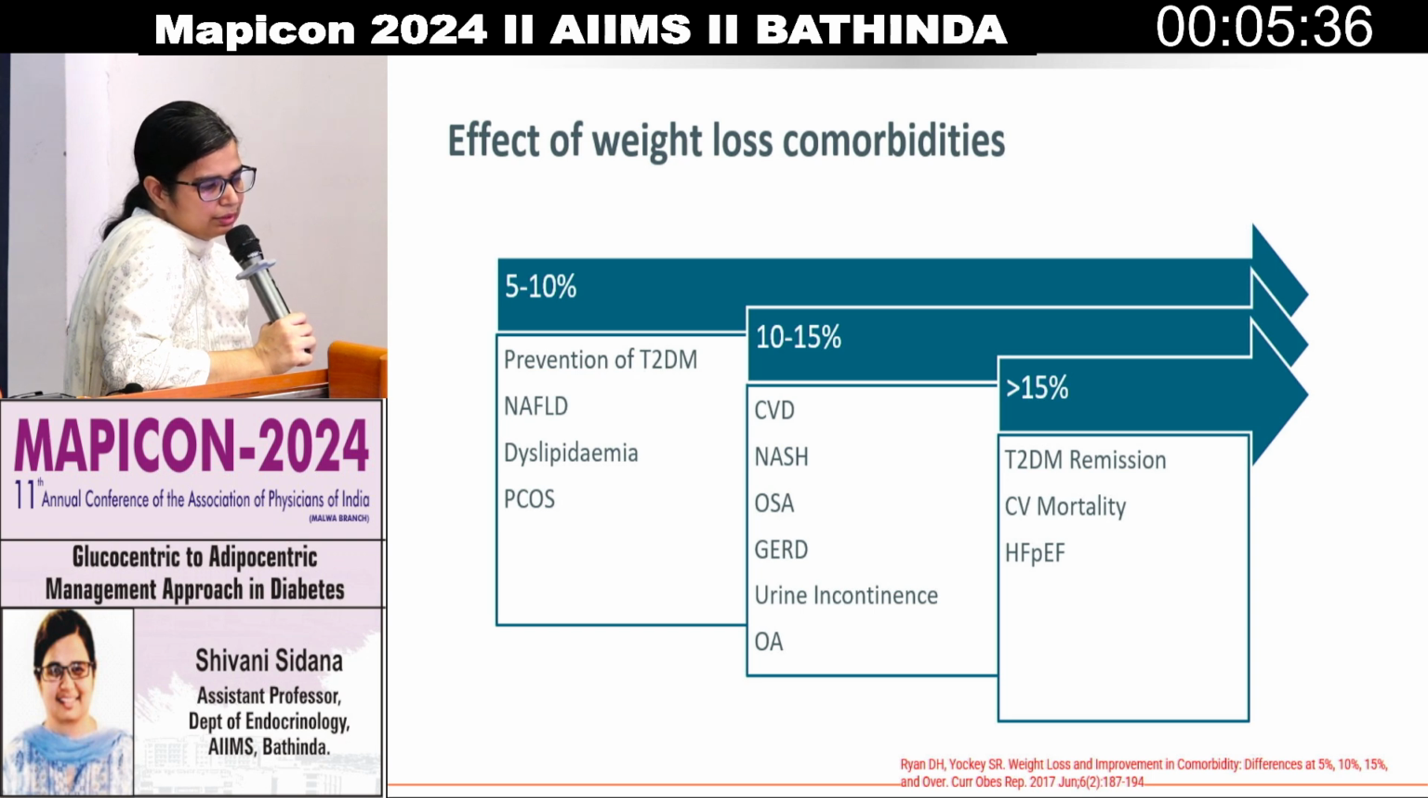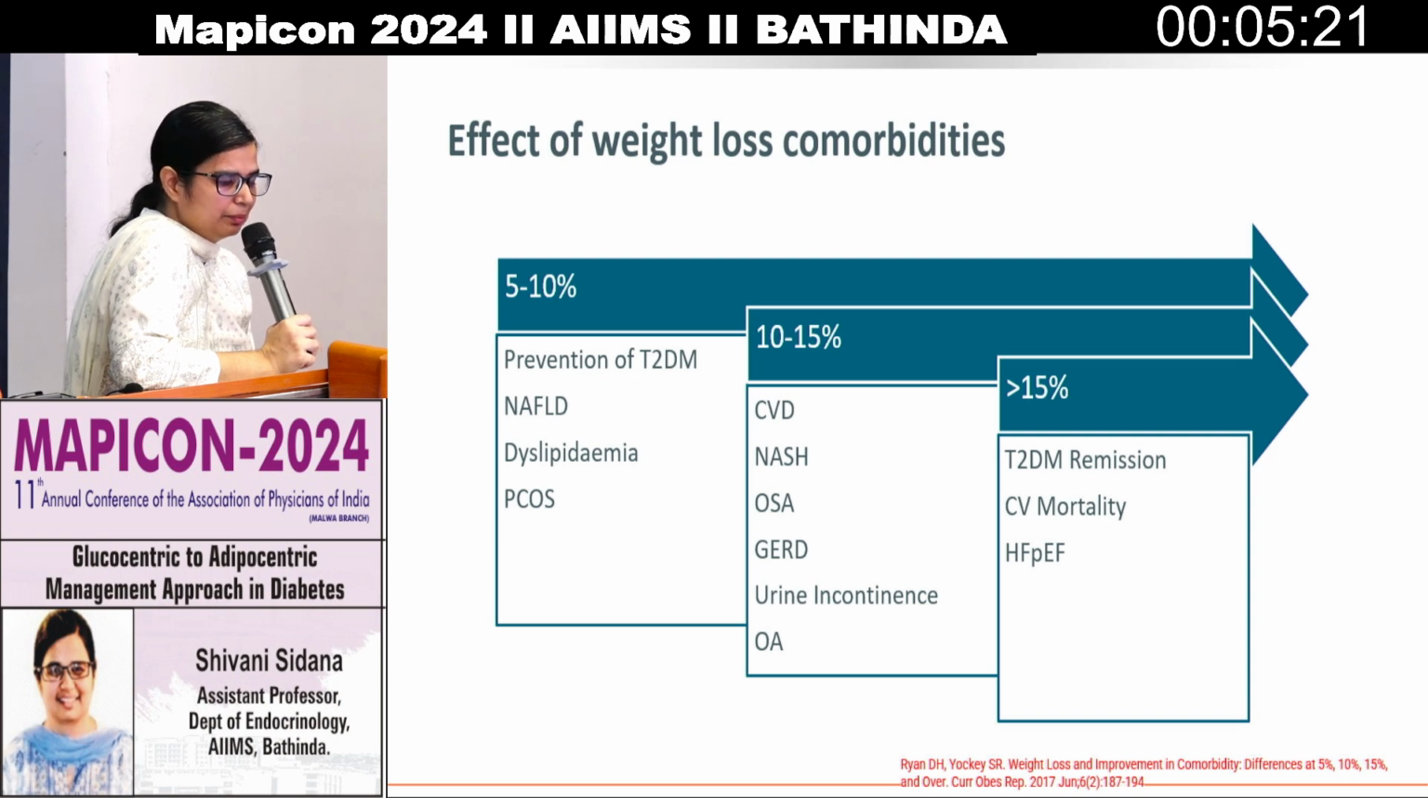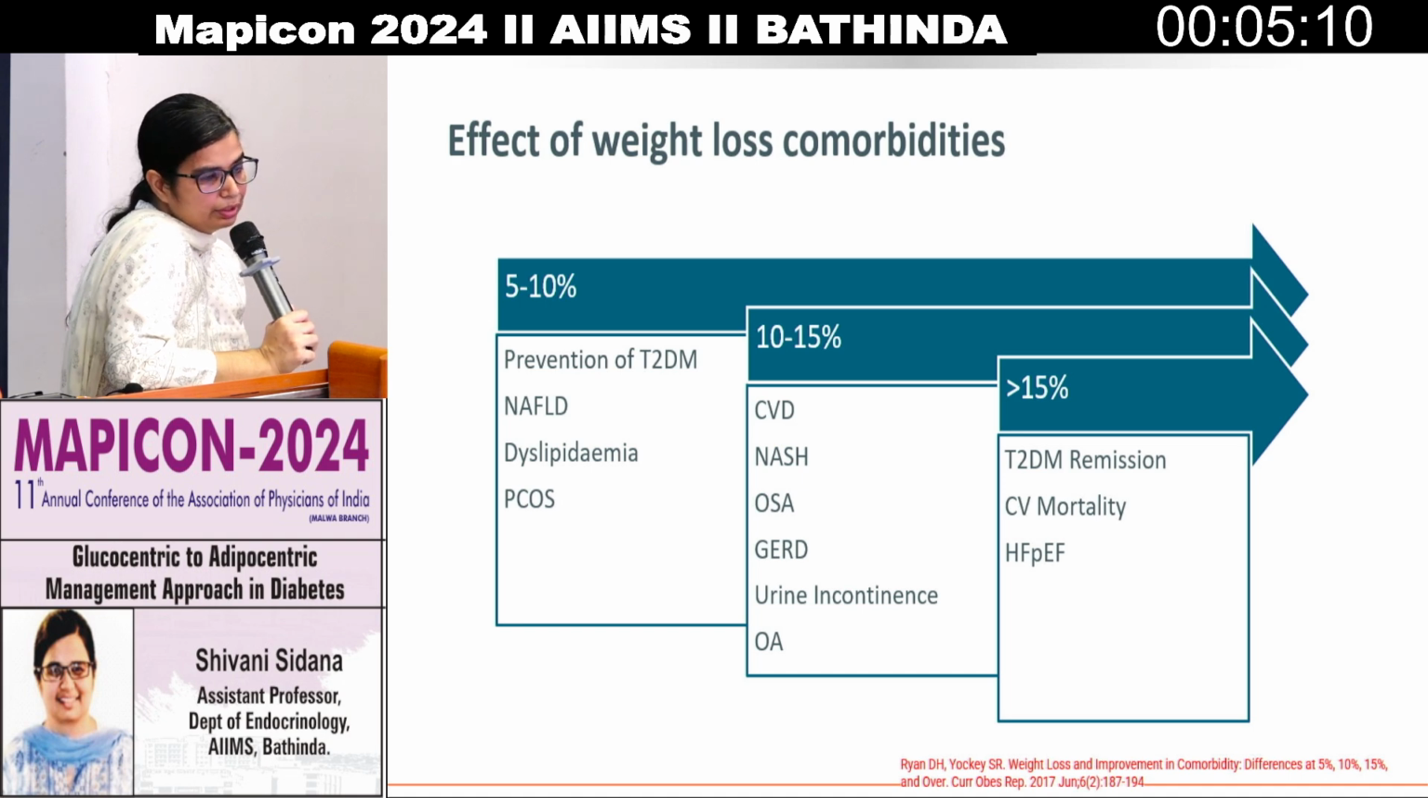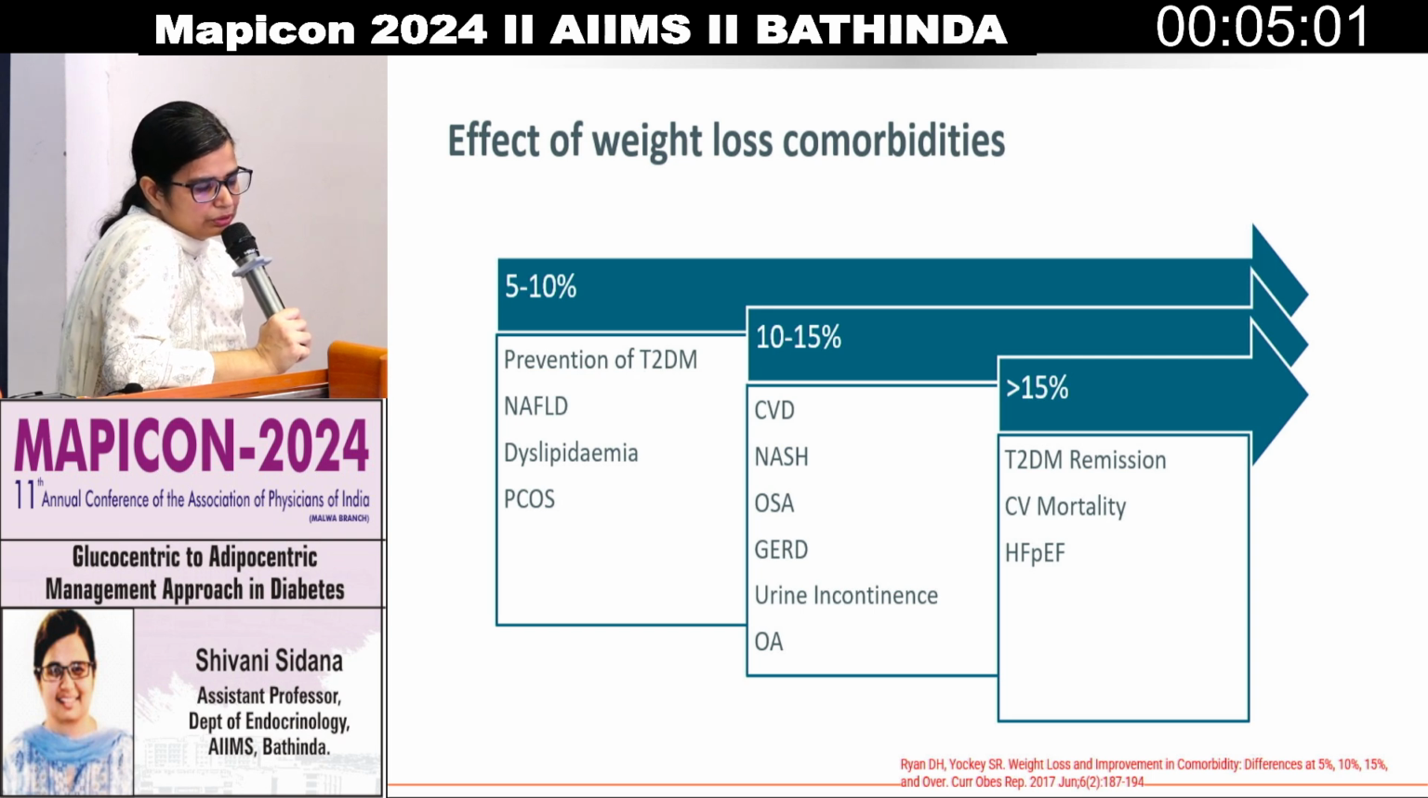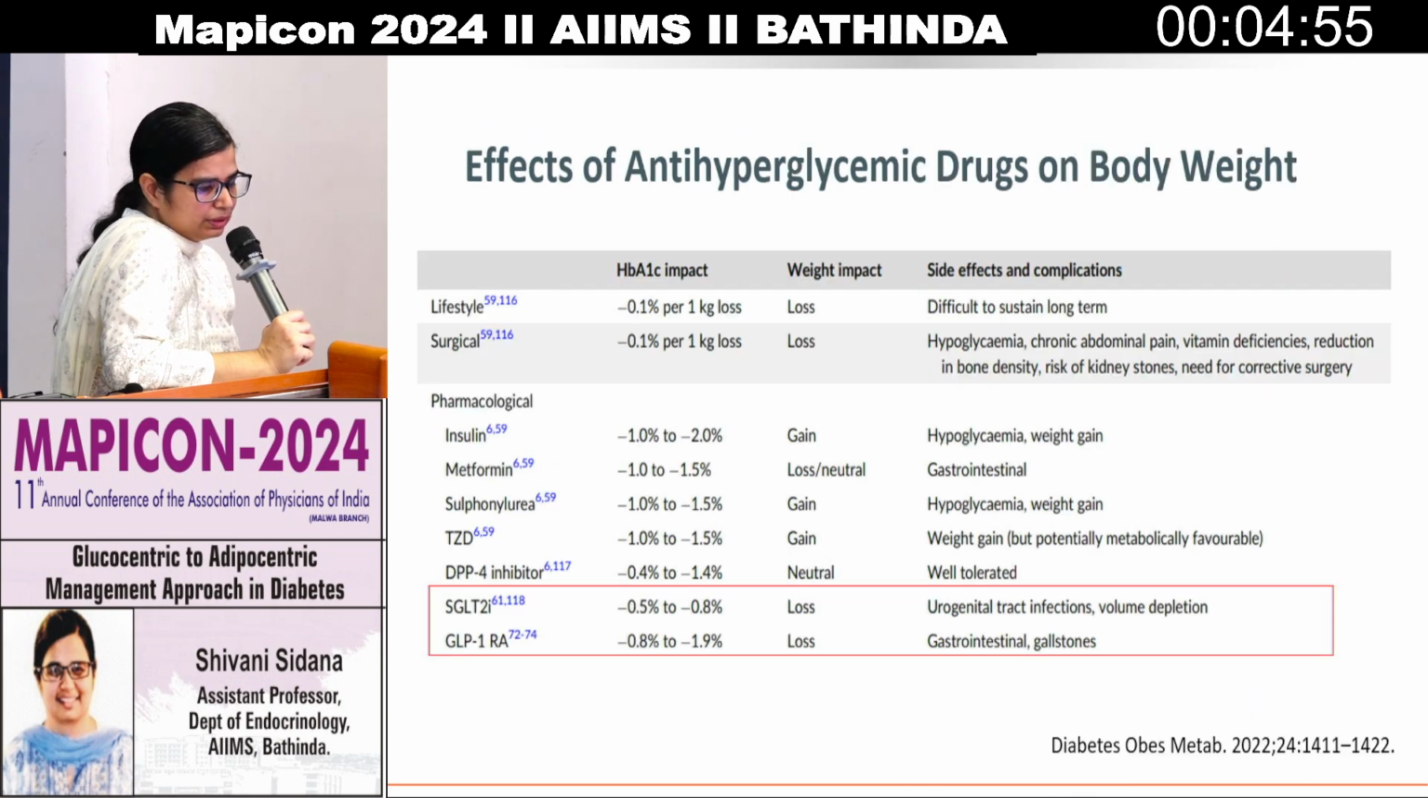So the effect of weight loss is proportionate to the decrease in comorbidity. The more the weight loss, the more the benefit. If we want to achieve just glucose control, then 5 to 10% weight loss is beneficial. But if the patient achieves 10 to 15% weight reduction, then the mechanical complications also decrease, like obstructive sleep apnea, GERD, and urinary incontinence. And if the patient achieves more than 15% of baseline weight, then there is a good chance of diabetes remission, and there is a decrease in CV mortality and even heart failure with preserved ejection fraction.